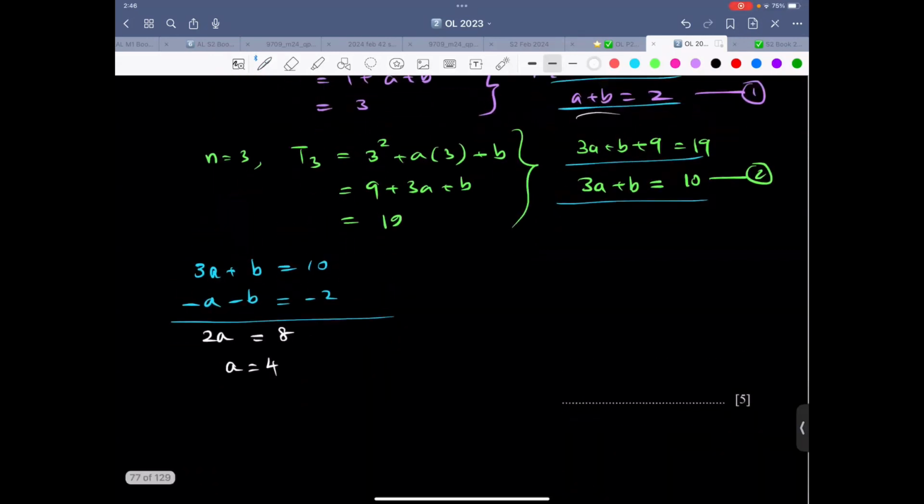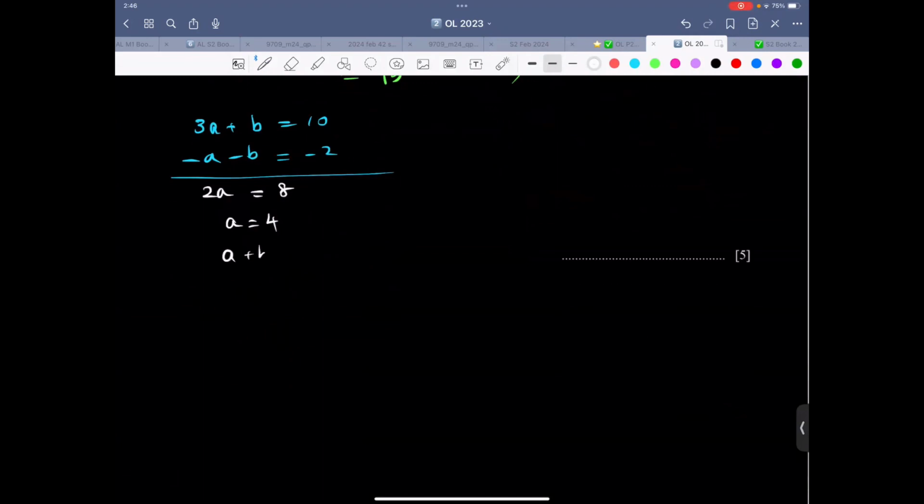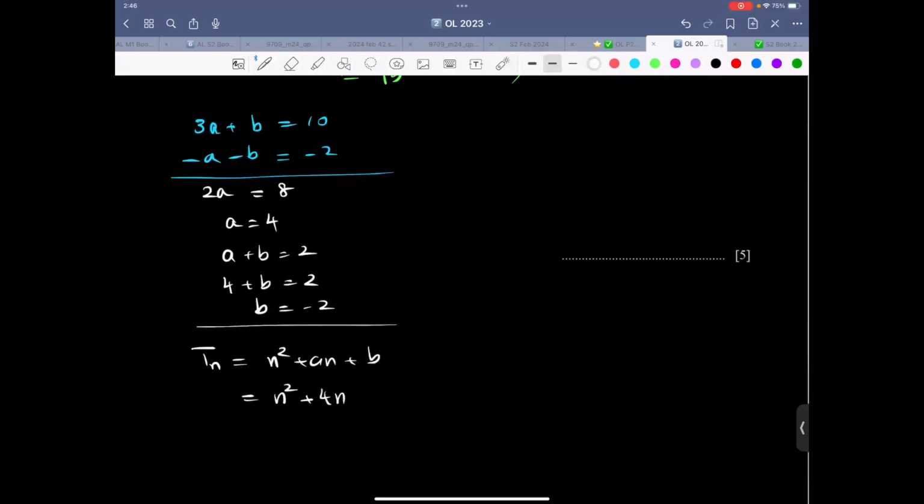And we know that a plus b is equal to 2. 4 plus b equals 2. Therefore, b is negative 2. Therefore, the Tn is what? n squared plus an plus b. That is n squared plus 4n minus 2.